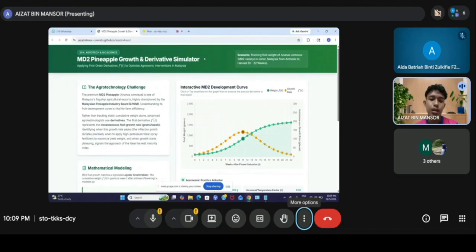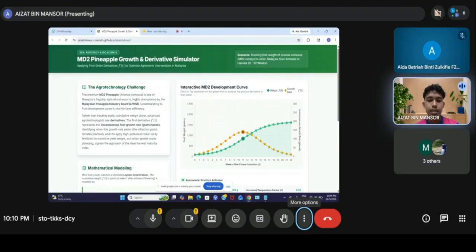This project demonstrates how the first order derivative and fruit weight can be applied in agrotechnology and bioscience to analyze pineapple fruit growth in Malaysia. The focus of this project is the MD2 pineapple, or Ananas comosus, which is one of Malaysia's important agricultural export products.